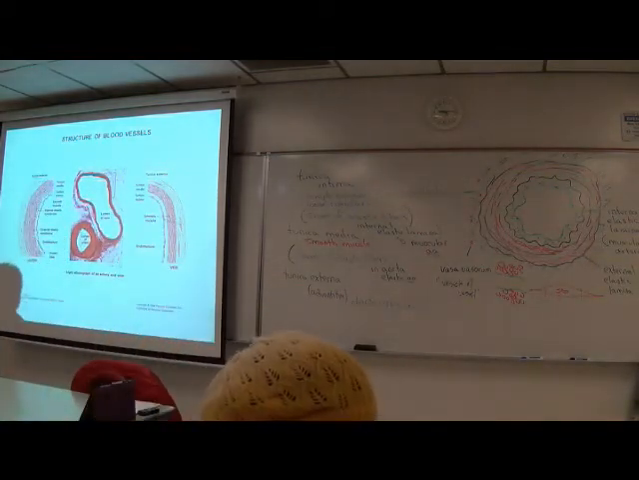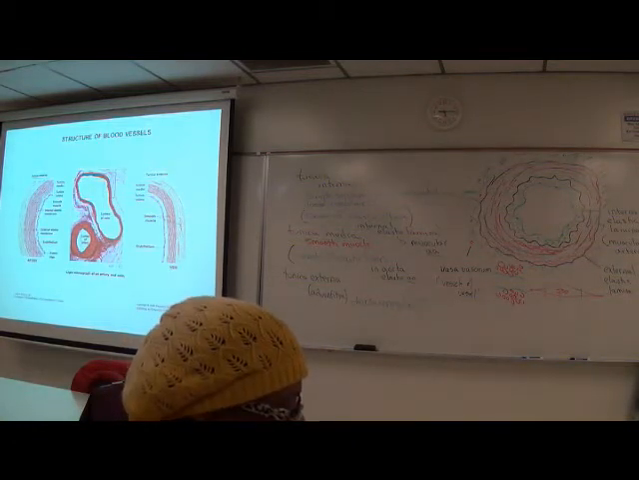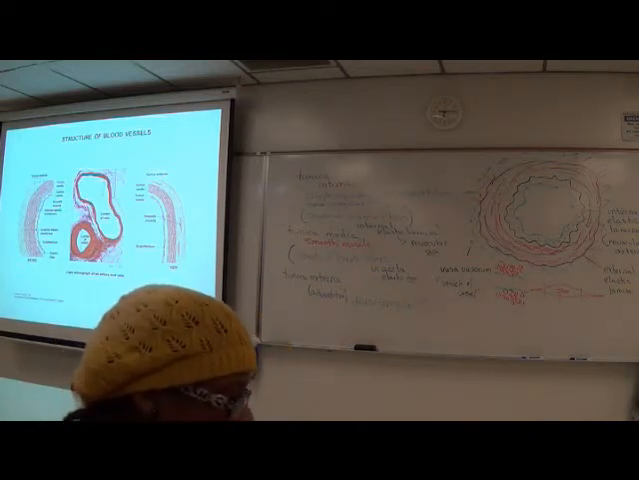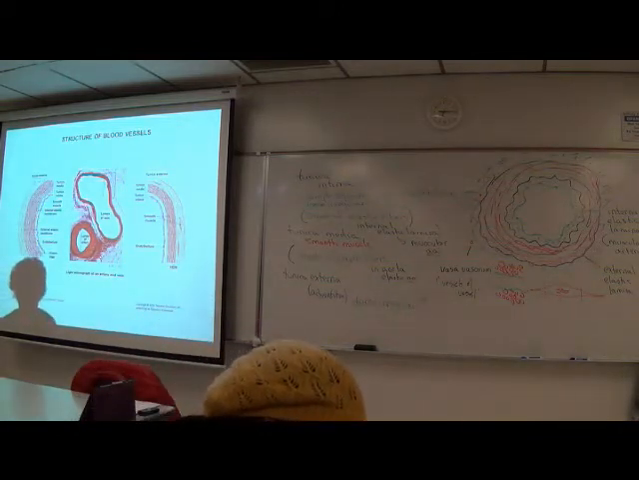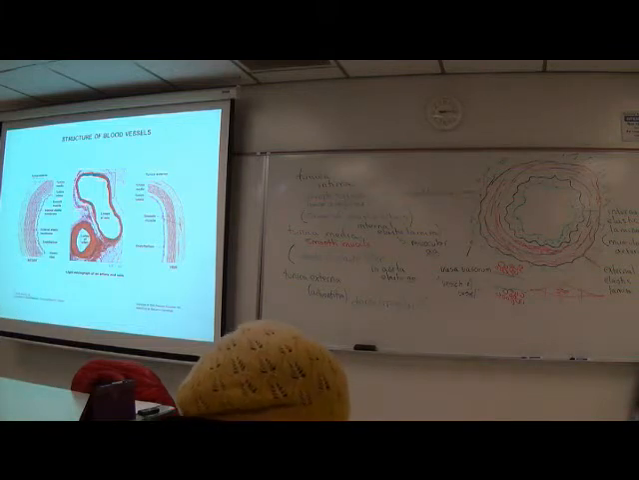When we get to tunica media, the difference between arteries and veins is distinctive at this layer. So arteries, small or large, are going to have a thicker wall in relationship to the diameter of their lumen than a similarly sized vein lumen. Again, because of the pressure differences.